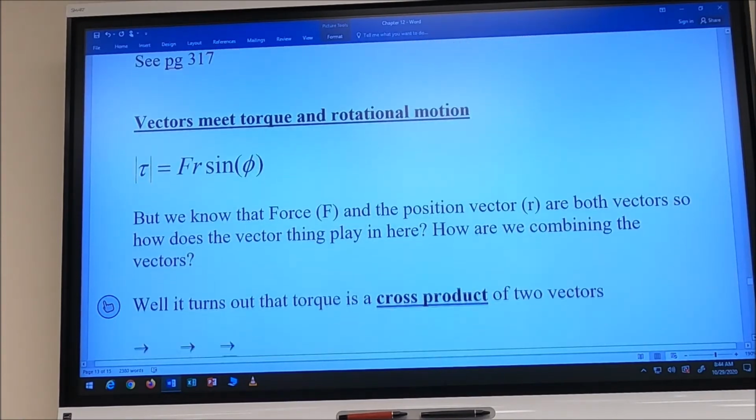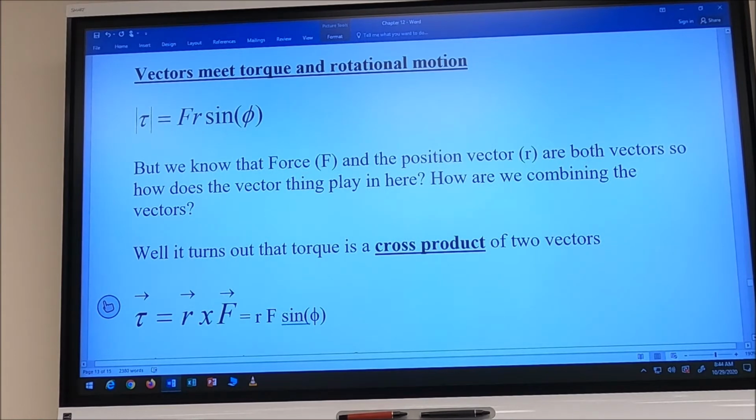Now it's time to talk vectors. We're going to talk about vectors and torque. I've been hinting at and pretty much outright saying that torque is a vector. Now we get to talk about what direction that vector points. Up until now, we've talked about counterclockwise being positive and clockwise being negative, but the question is, why is counterclockwise positive and why is clockwise negative?